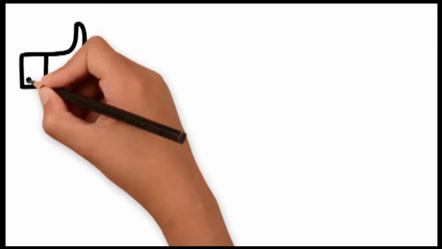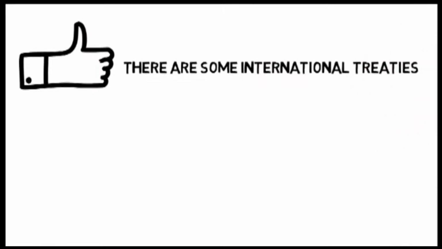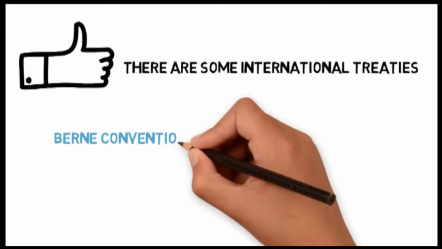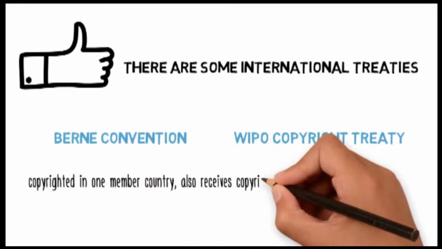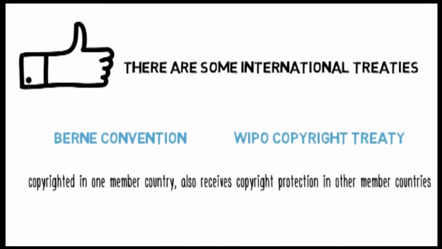In order to have global protection for the product, a firm has to register in every country. But the good news is, in fact, there are some international treaties that help coordinate and standardize copyright protection among all the countries that are signatories to the treaties. The two broadest treaties are the Berne Convention and the World Intellectual Property Organization Copyright Treaty. These international treaties assure that your work, copyrighted in one member country, also receives copyright protection in other member countries.